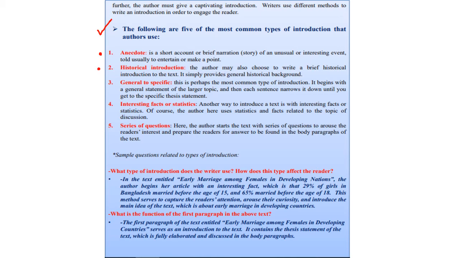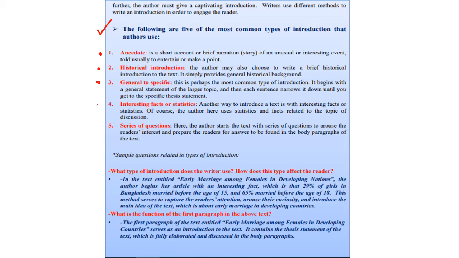Historical introduction, for example, you're talking about football. You start with a date, a given date. 19th football was first played in England. Okay, so this would be a historical introduction. General to specific. If you're talking about plastic pollution in water, how would you start? You would start with pollution in general, then water pollution, then plastic pollution in the waters of Lebanon. General to specific, sort of like a funnel.